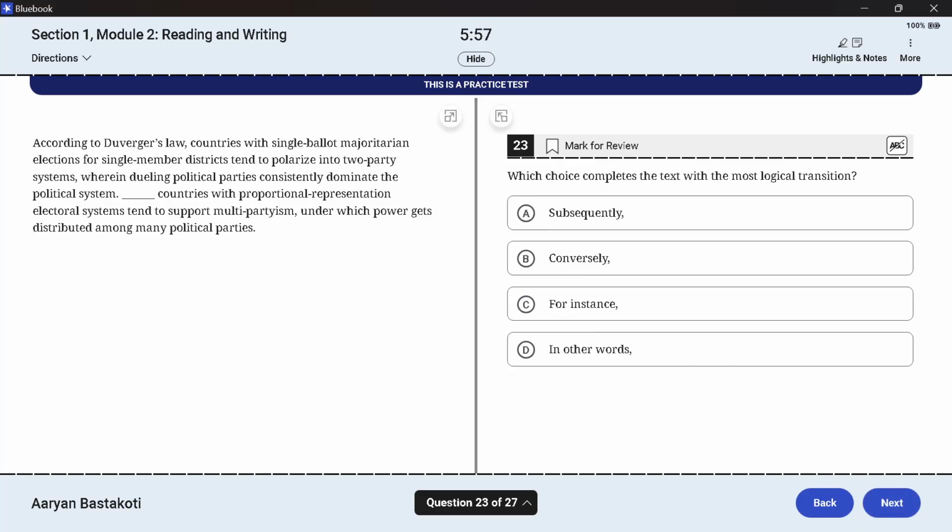A contrast. According to Duverger's law, countries with single ballot majoritarian elections for single member districts tend to polarize into two party systems, wherein dueling political parties consistently dominate the political system. The countries with proportional representation electoral systems tend to support. Okay, this also seems like a contrast, but let me read it again. Countries with single ballot majoritarian system elections versus countries with proportional electoral systems. I think "conversely" is the right answer.